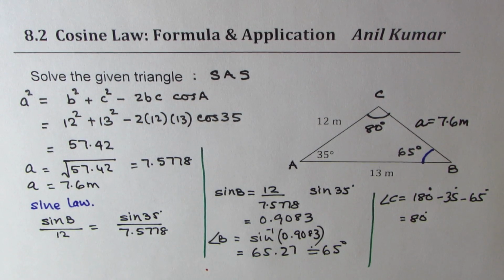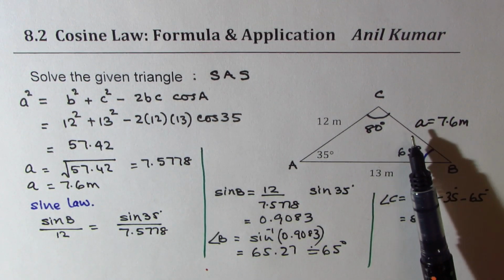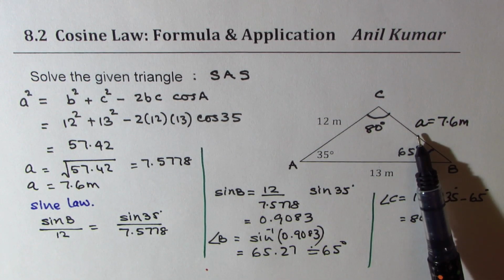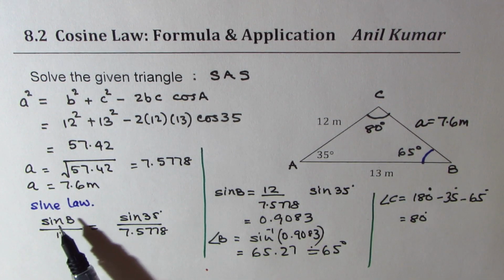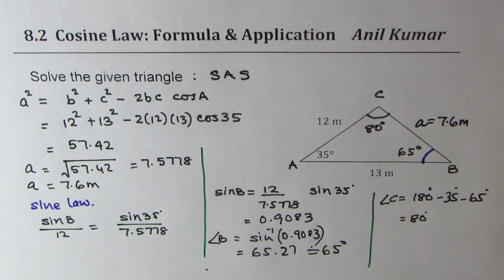So you see how initially we have to apply the cosine law so that we get one combination of opposite angle and side. Then we can apply the sine law to finally solve the triangle completely. I hope that helps you to understand how to apply the cosine law. We'll take two more examples for you to practice.